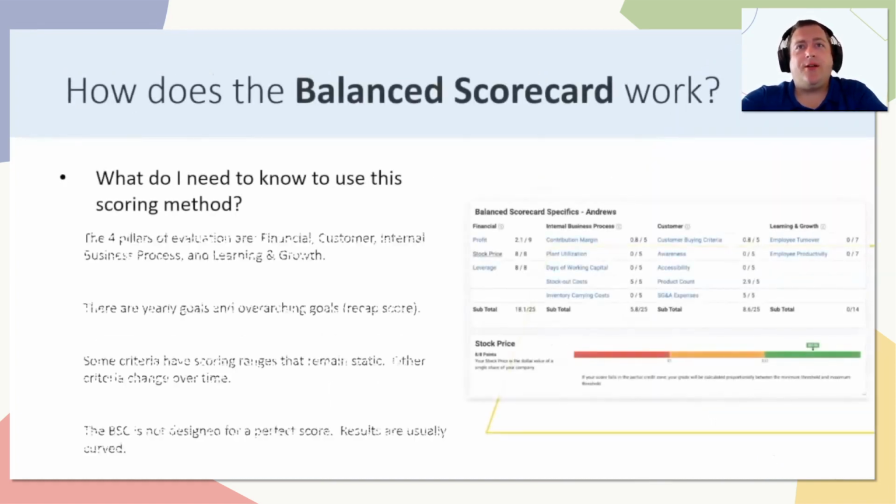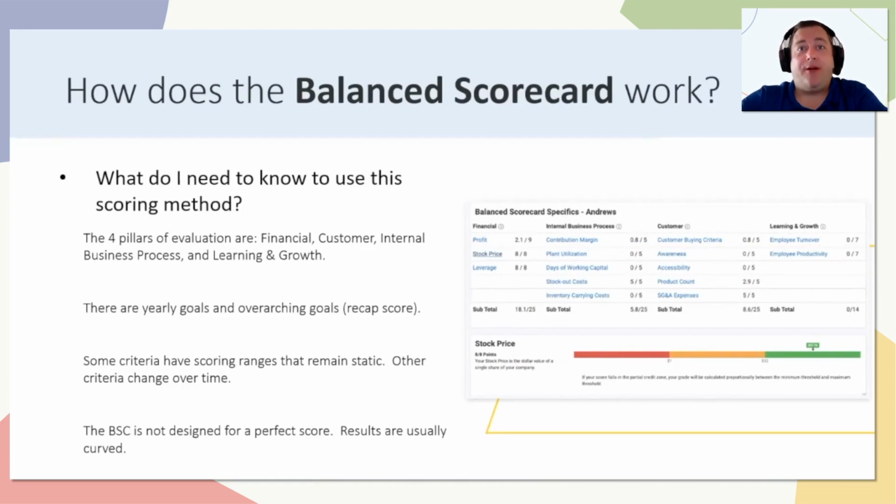As far as how the balanced scorecard works, well, there are 4 quadrants: financial, internal business processes, customer, and learning and growth. Within each quadrant, there are objectives that the student is trying to meet. In our screenshot here, we're seeing a breakdown of stock price, where there is a no credit, partial credit, and full credit scoring range. In some cases, those objectives change from year to year.